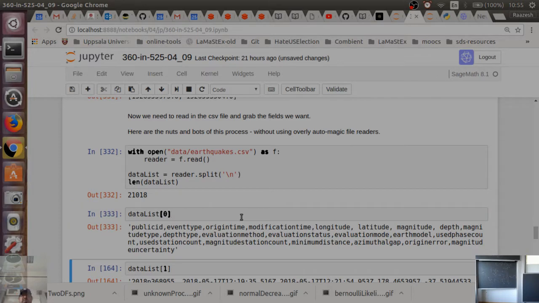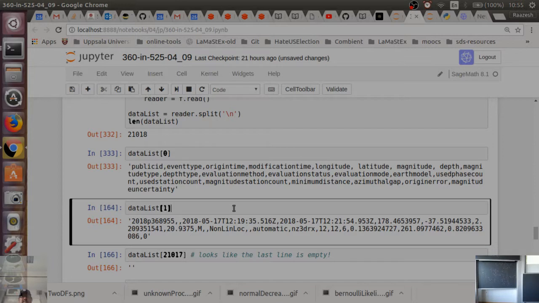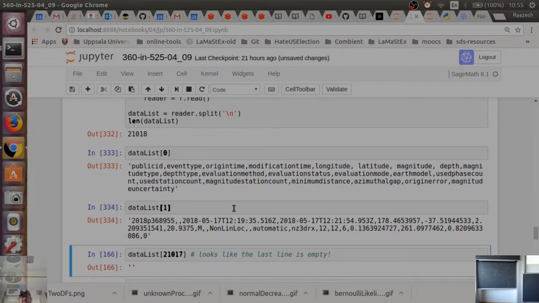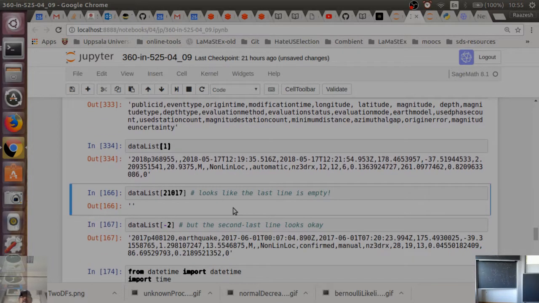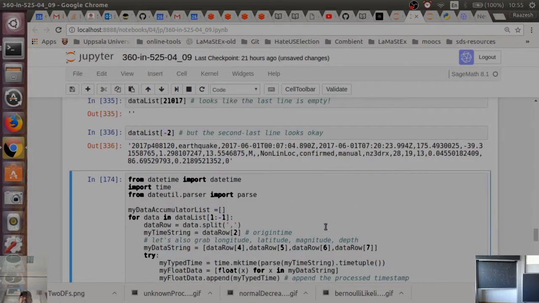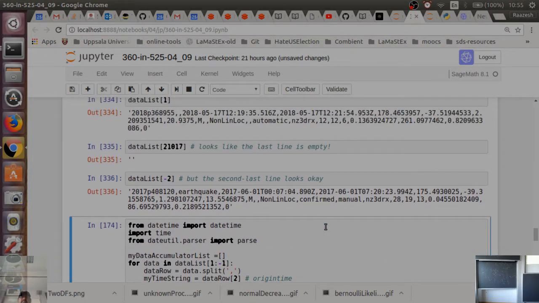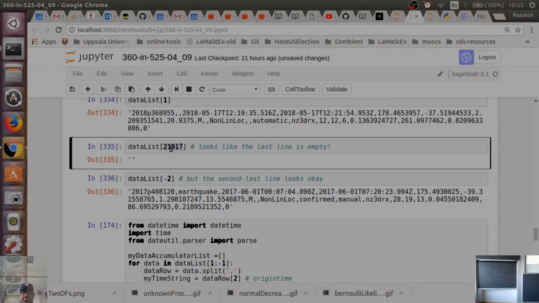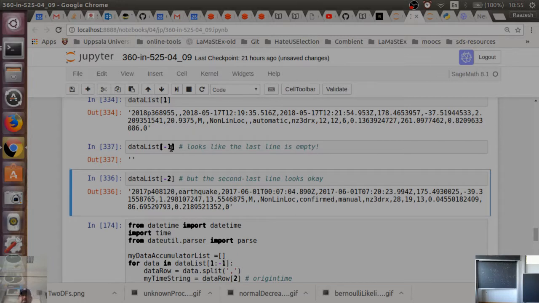Let's look at the first element of this data list. That's the header. The second element is just the first data point, right? Great. And it looks like the very last element is an empty line. So we just observe this instead of getting into special try-catches for that. But the second last line is okay, so this is the same as -1, right?